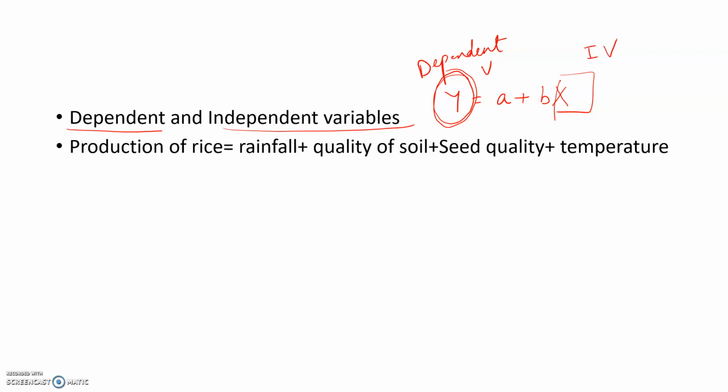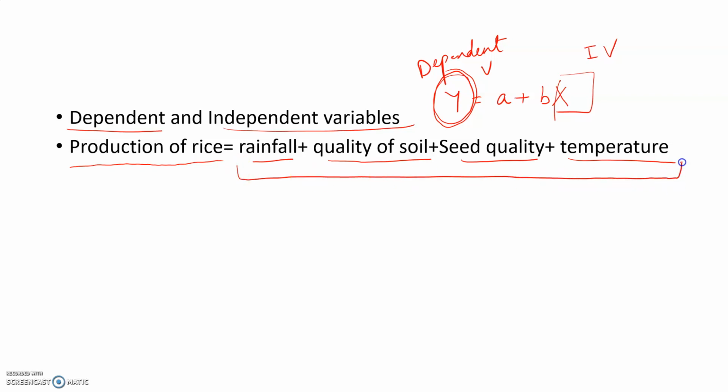To give you an example, let's say I'm studying production of rice. The production of rice will depend on many factors such as rainfall, the quality of soil, the seed quality, whether we are using HYV seeds or not, and the temperature prevalent in that particular geographical area, right? These values can be taken from historical data. All these are independent variables and we already know the values of these variables, right?